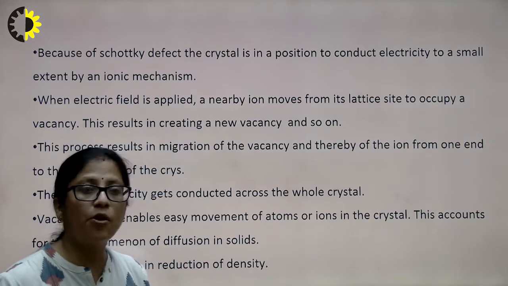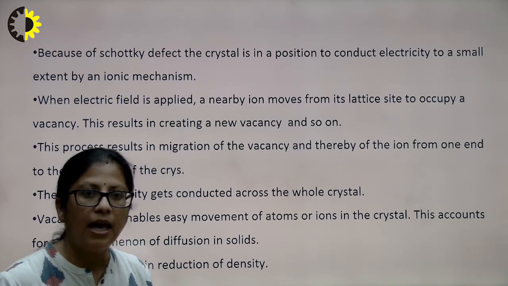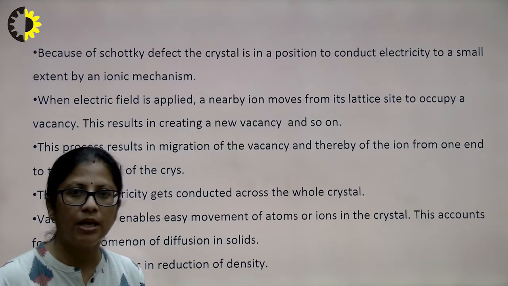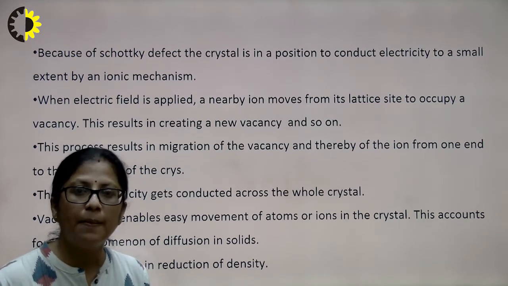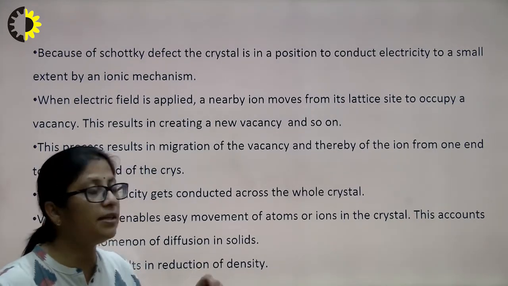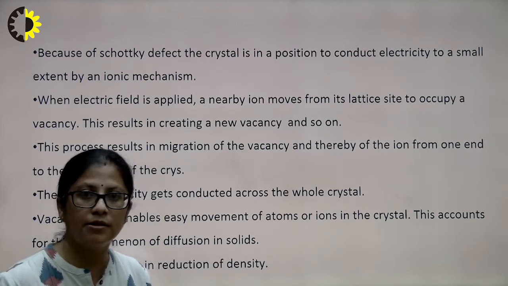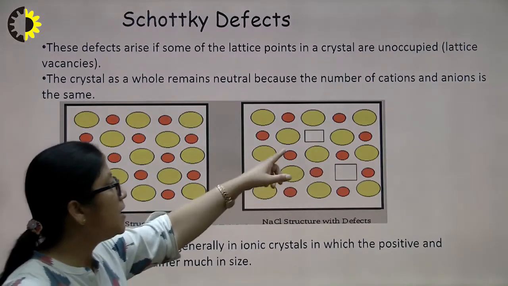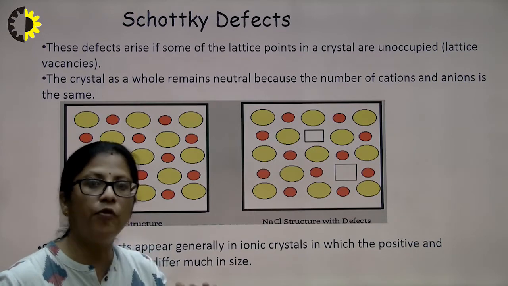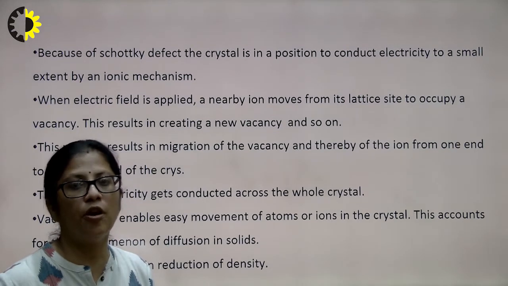These vacancies also enable easy movement of atoms or ions in the crystal, and this accounts for the phenomenon of diffusion in solids. Solids generally do not diffuse, but because of the presence of these defects there are vacancies, and the vacancies are moving. Therefore, it accounts for the phenomenon of diffusion in solids. And since in this case positive and negative ions are missing from the crystal lattice, the density of the overall crystal decreases. So this defect results in the reduction of density.